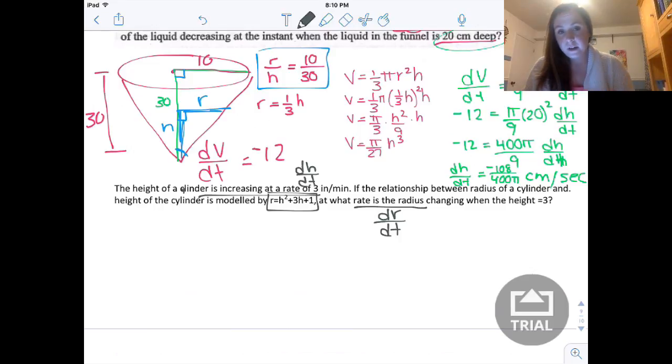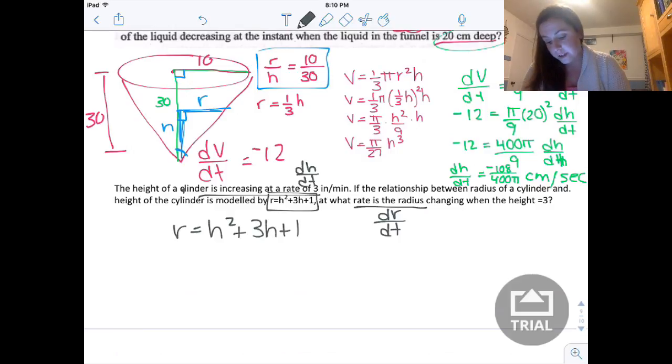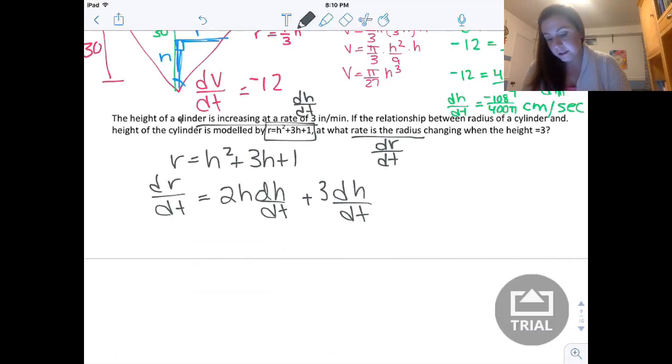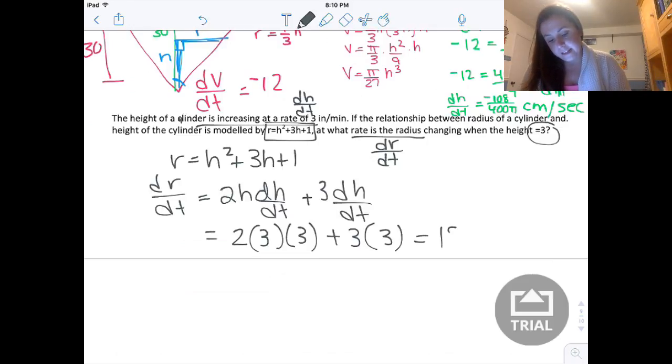So what I would have is, okay, r equals h squared plus 3h plus 1. So dr/dt equals 2h dh/dt plus 3 dh/dt. And then just plug in. So dr/dt would be 2 times h, they told me h was 3, and dh/dt is 3, plus 3 times 3. So 18 plus 6. So dr/dt is 24 inches per minute.